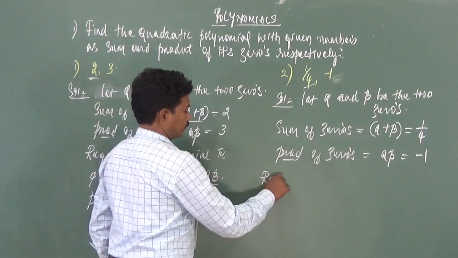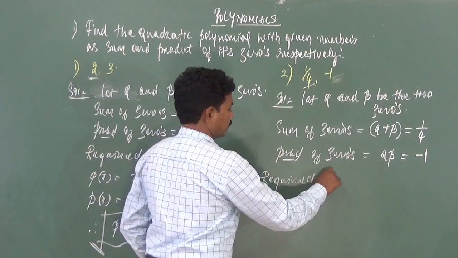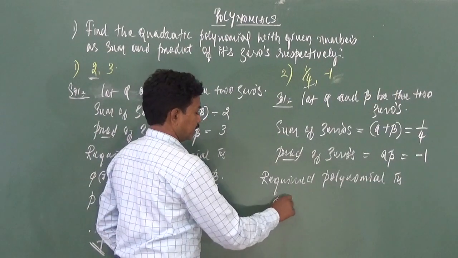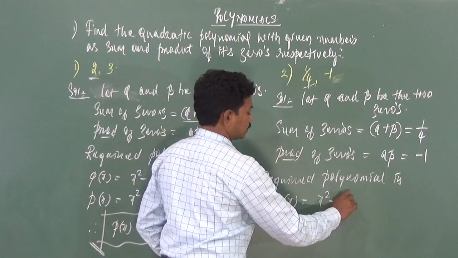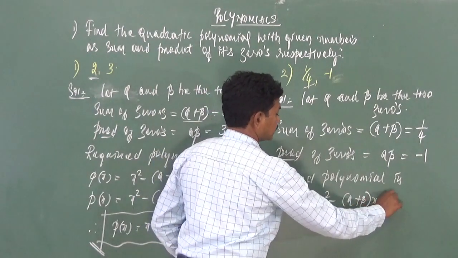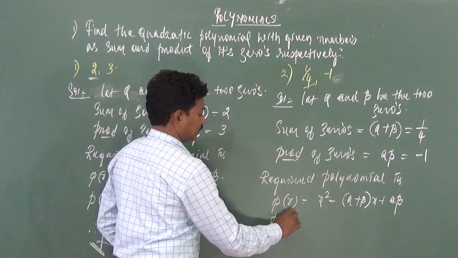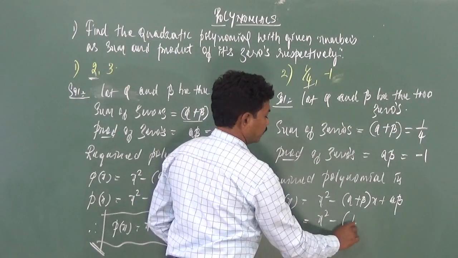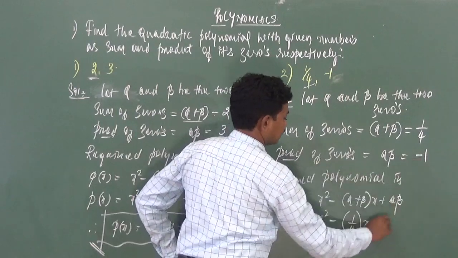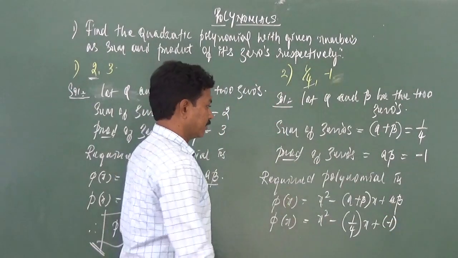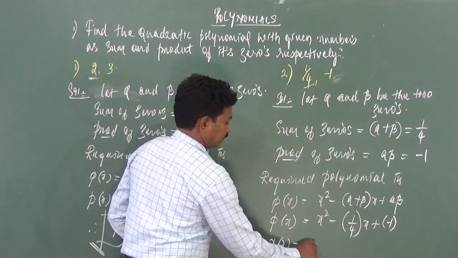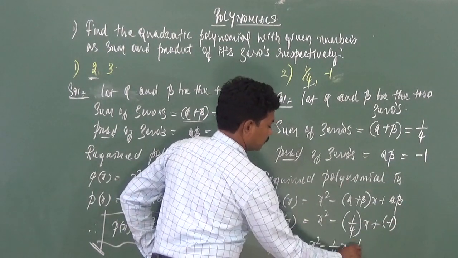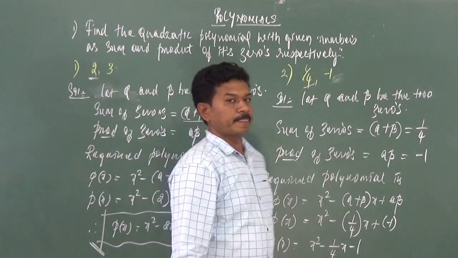So for the required polynomial, we will write the standard form. You can take it as p of x is equal to x squared minus (alpha plus beta) x plus alpha beta. So p of x is equal to x squared, as usual, minus alpha plus beta, which is 1 by 4, into x plus alpha beta, which is minus 1. Keep it inside brackets. Be very careful here. So p of x is equal to x squared minus 1 by 4 x plus into minus, which is minus 1.